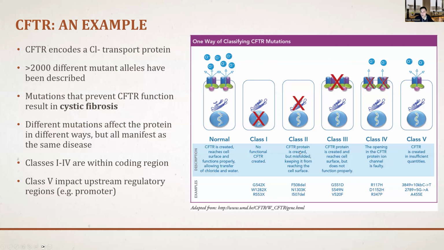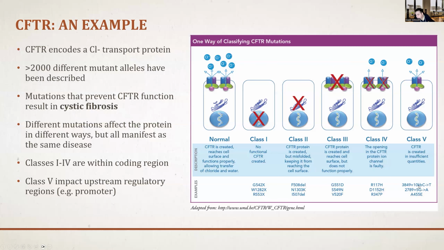They get a CFTR protein, it's misfolded, and it doesn't ever make it to the plasma membrane, so you get no transport. Here you get one that does fold, does reach, but doesn't function appropriately. In class 4 mutations, the opening is faulty, so it doesn't open right. And over here, it does work, but it works poorly. So what you're seeing are these examples, okay?